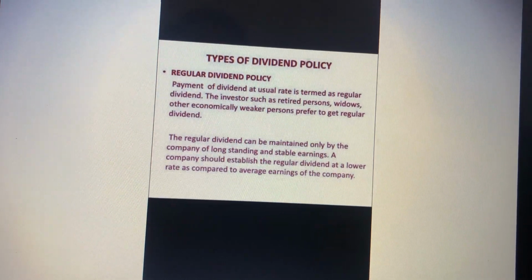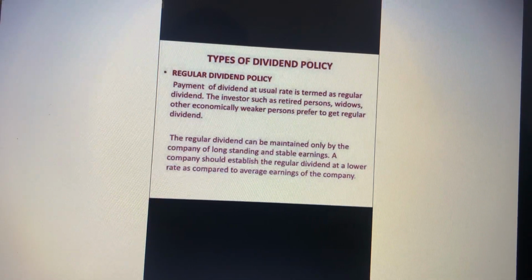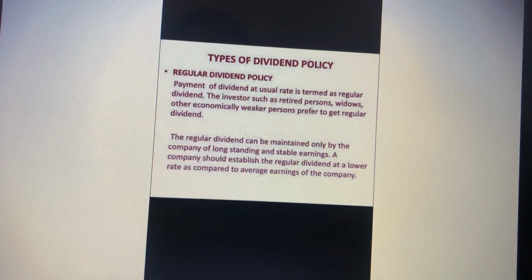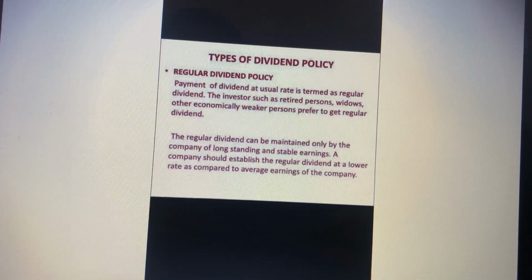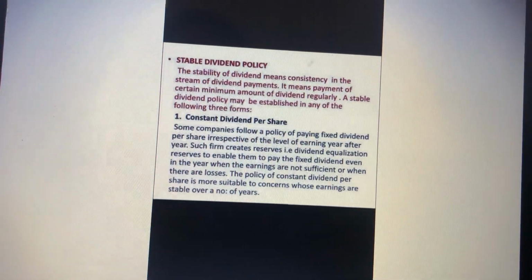However, it must be remembered that regular dividends can be maintained only by companies of long-standing and stable earnings. A company should establish the regular dividend at a lower rate as compared to the average stable dividend policy.